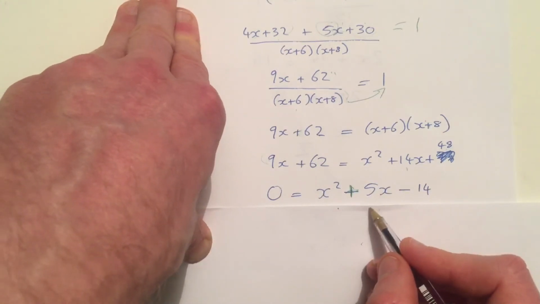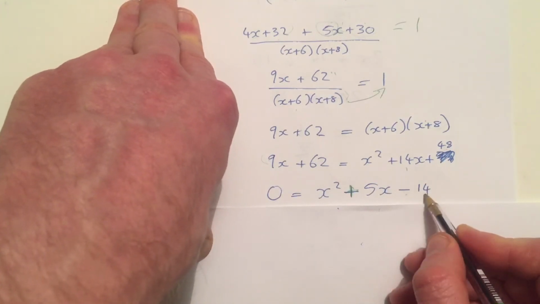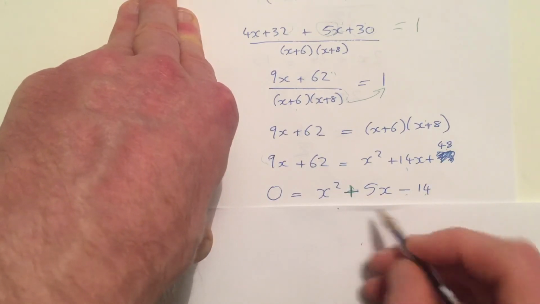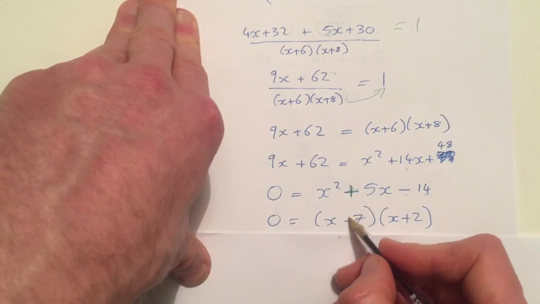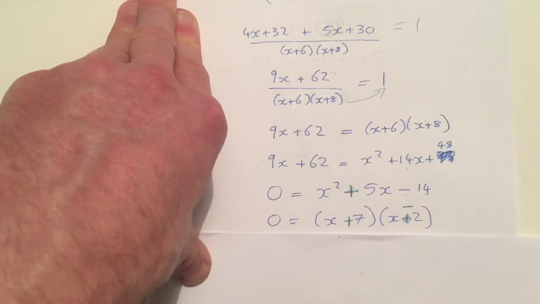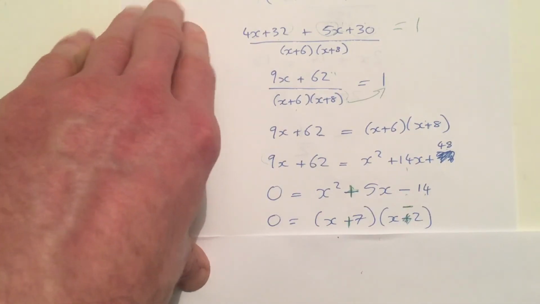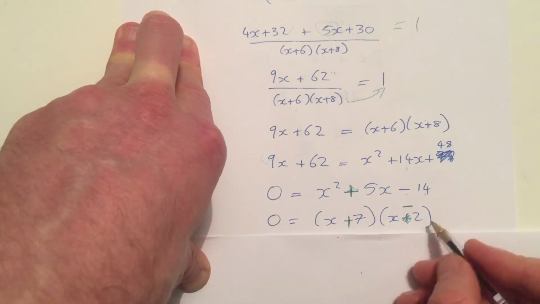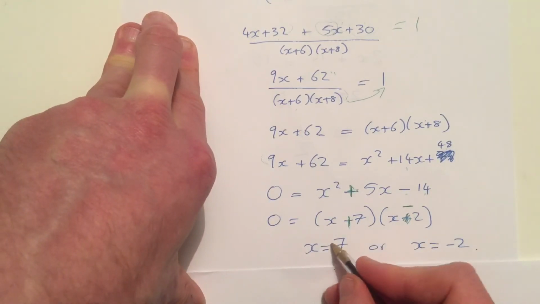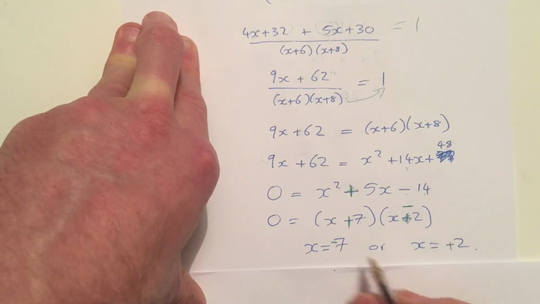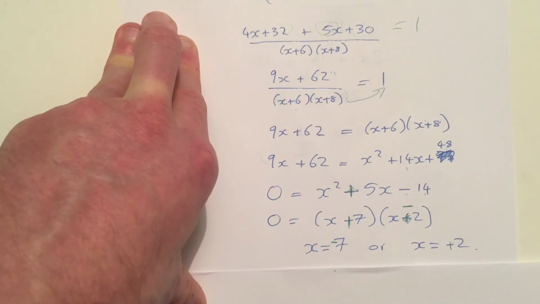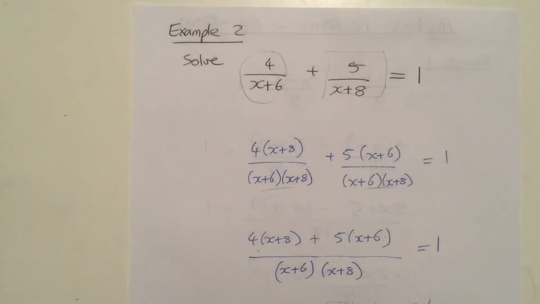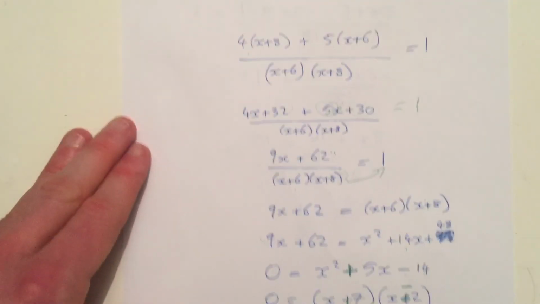I'm going to factorise that. So I need two numbers that multiply to make minus 14 and add up to make 5. I know it's going to have to be a 7 and a minus 2. And therefore I can see that x is going to equal minus 7 or x is going to equal plus 2. So those are my two solutions for this algebraic fractions equation. So there we go.